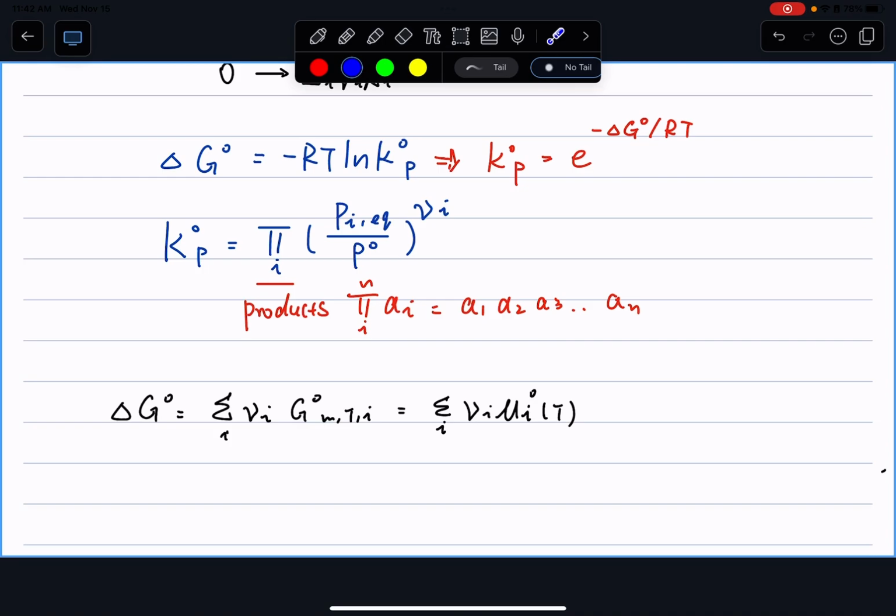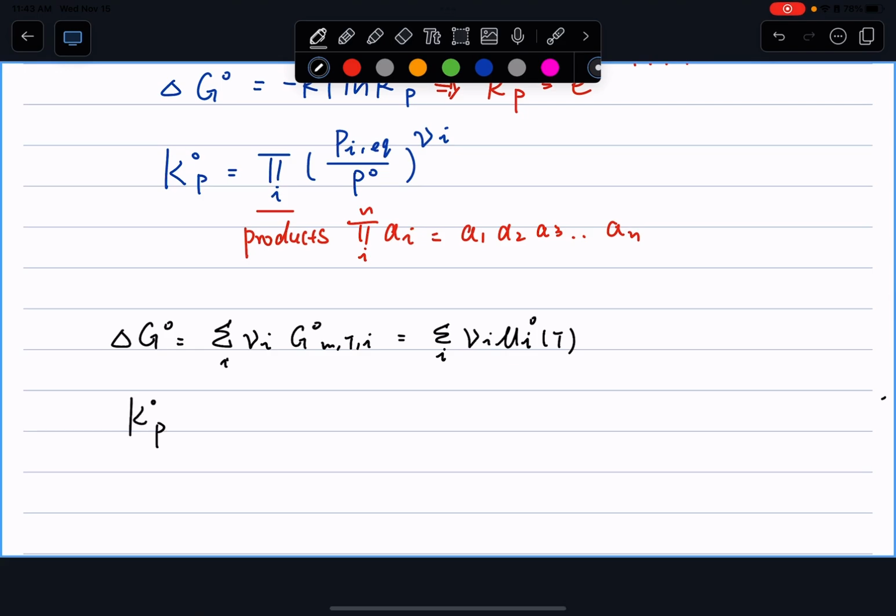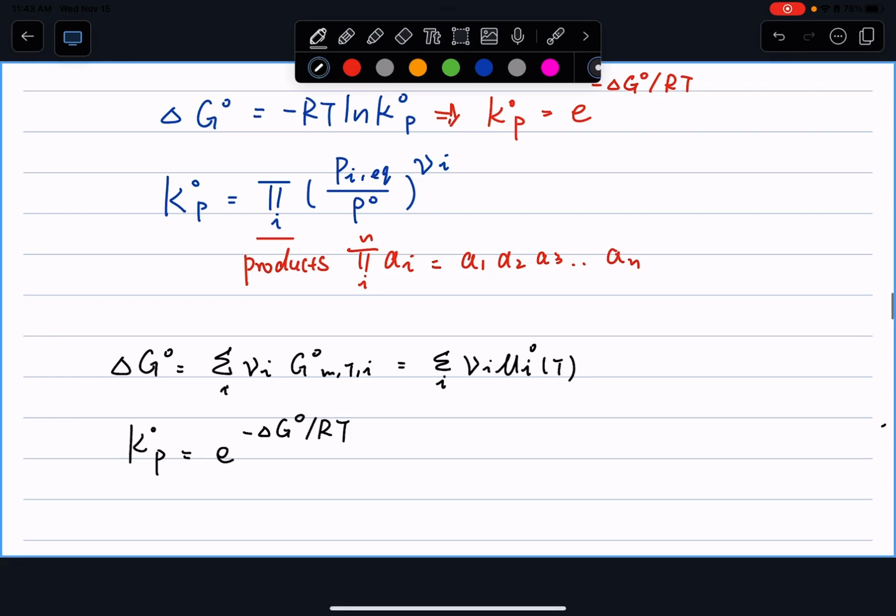Some of these things we can find from tabulated data, right? If we're looking at a 298 Kelvin reaction, or for some other temperature, you can also find tabulated data for your molar Gibbs free energy. So with that in hand, you can calculate your Kp equals exponential of negative delta G naught over RT. And with that Kp linked to the composition of your ideal gas species, now we know we can predict the composition of your ideal gas mixture at equilibrium of any ideal gas reaction.